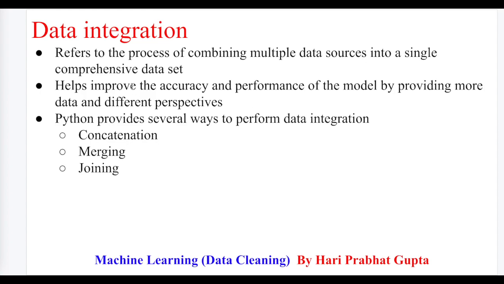The combined data helps to improve the accuracy and performance of the model by providing more data and different perspectives. For example, when you write on the whiteboard, you can also use other sensors along with the accelerometer, gyro, and compass, such as a pressure sensor. Python supports several ways to perform data integration, especially concatenating, merging, and joining.